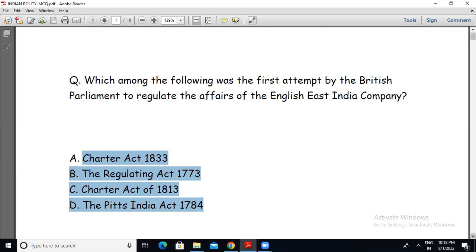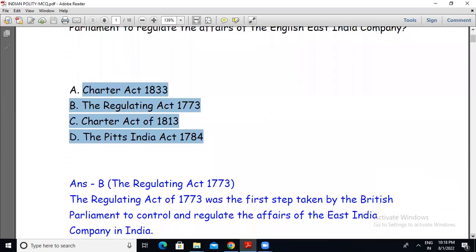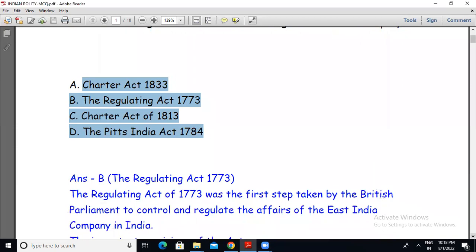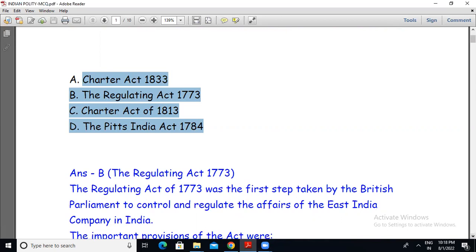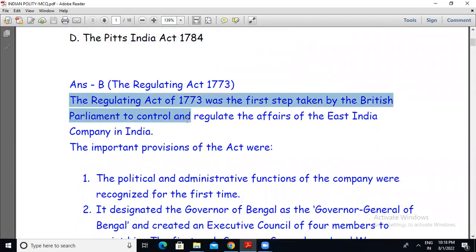So the answer will be option B, that is the Regulating Act of 1773. So Regulating Act 1773 was the first step taken by the British Parliament to control and regulate the affairs of East India Company in India.